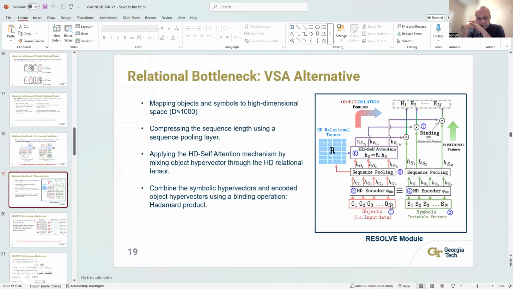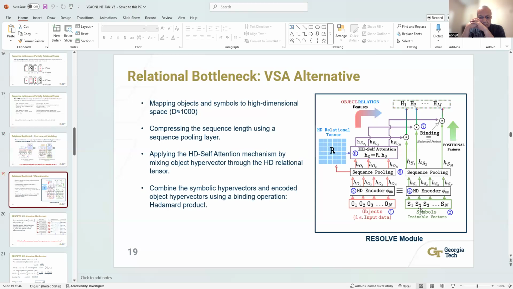So we start from a set of objects. We encode them into a high dimensional space using an HD encoder. And then we apply a sequence pooling, meaning that we will reduce the size of the input sequence by doing a bundling operation. And then we will construct the HD relational tensor. And this relational tensor will be used to mix the hypervectors.